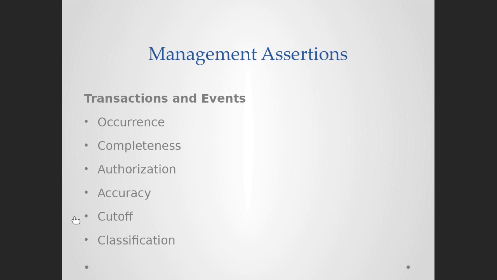The fifth is cutoff. Cutoff is the easiest management assertion to test, but it may be a little bit hard to understand what it is. So cutoff means that every transaction is recorded in the proper period, and this is for the period for which the financial statement is prepared. So let's say you have a 2020 income statement and a 2020 balance sheet and a 2020 statement of cash flows. Anything that is recorded there happened between January 1st and December 31st.